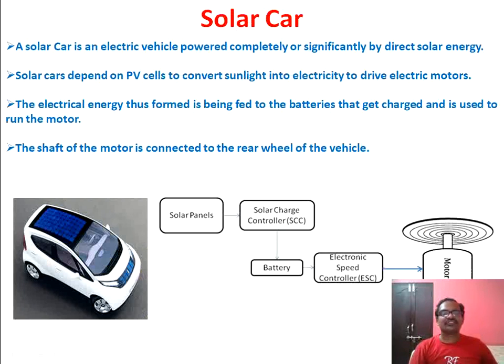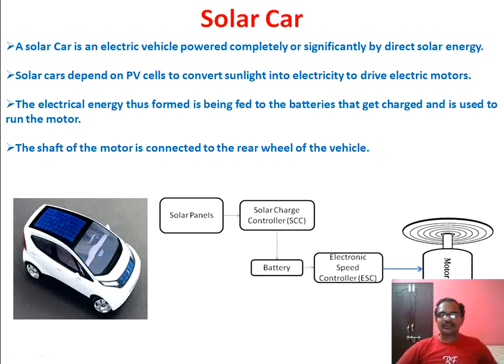The next application is solar car. A solar car is an electrical vehicle powered completely or significantly by solar energy. A solar car depends on PV cells to convert sunlight into electricity to drive the electrical motors. The electrical energy thus formed is fed to the batteries, which get charged, and is used to run the motor.